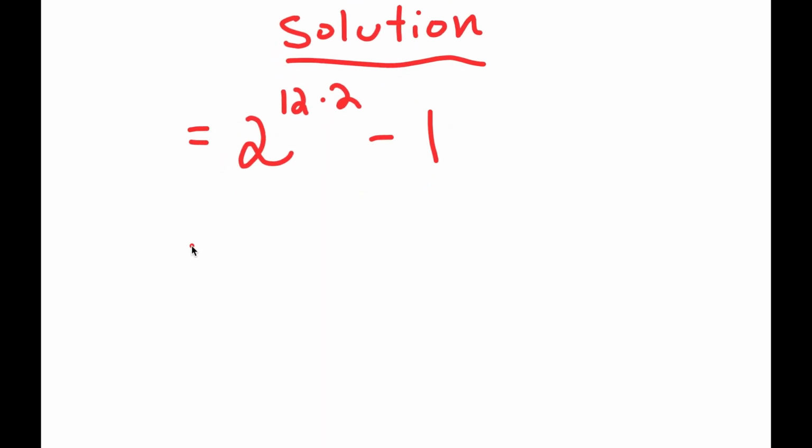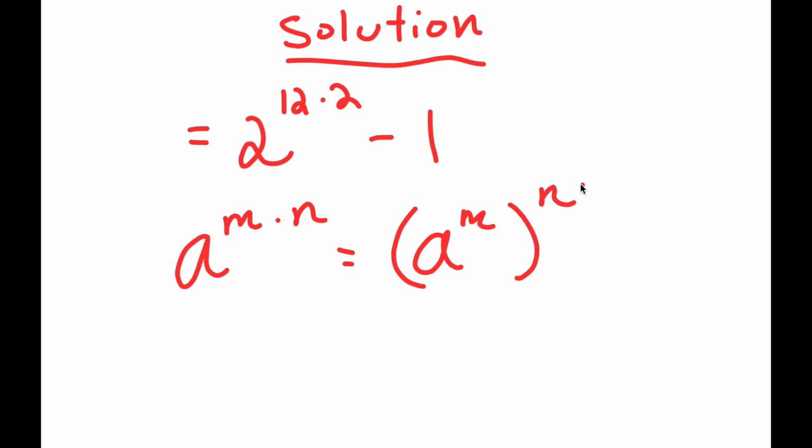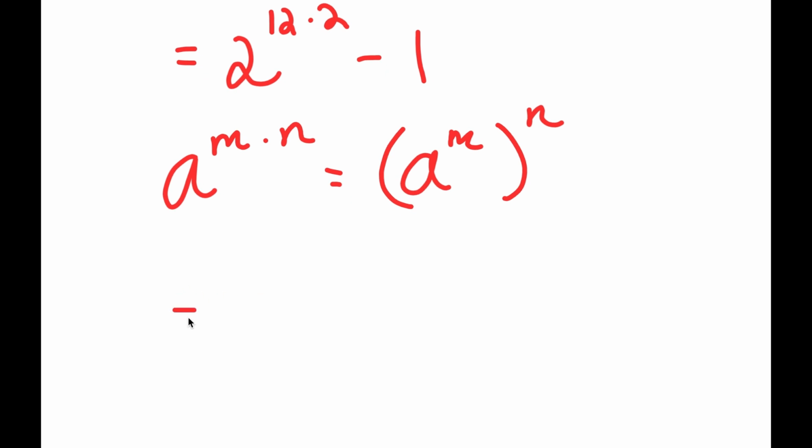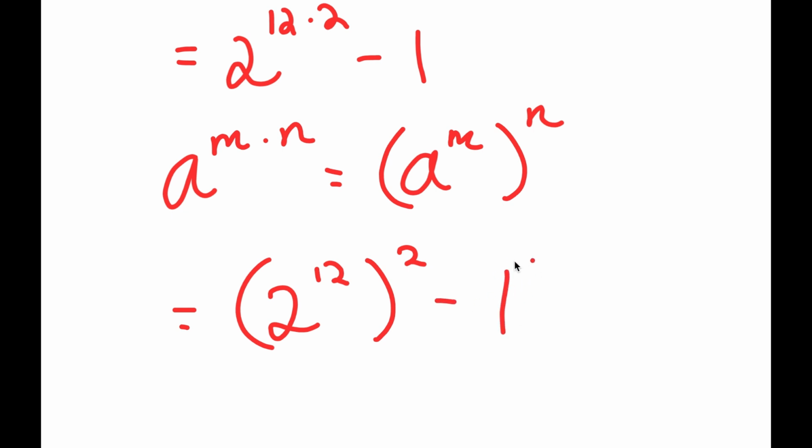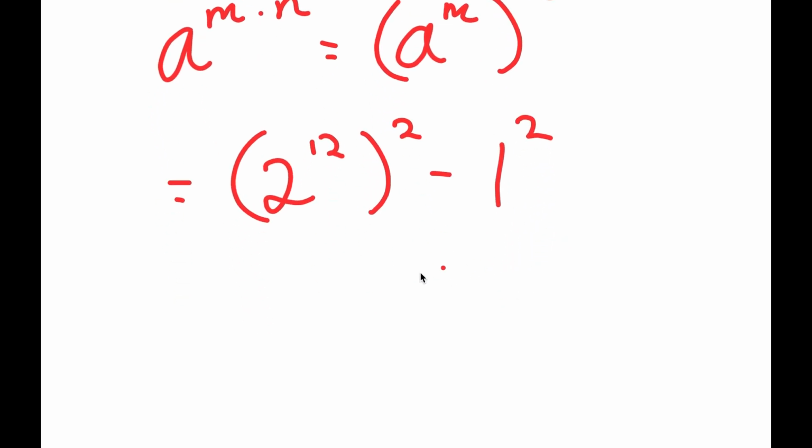And now, if I have something in the form a to the power of m times n, this is the same thing as a to the power of m, to the power of n. So in this case, 2 to the power of 12 times 2, I can rewrite as 2 to the power of 12, to the power of 2. Now I have this minus 1, and 1 is the same thing as 1 squared.